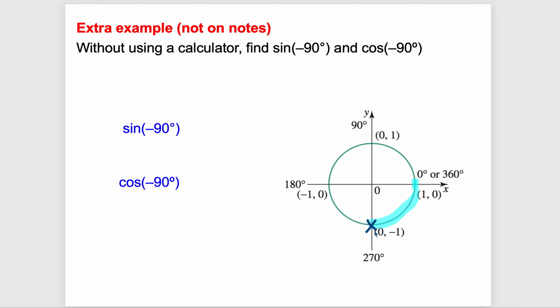And so for sine and cos, we just read the x and y coordinates again. For sine of negative 90, it's the y value, which is -1. And for cos of negative 90, it's the x value, which is 0. Right, so the negative angle just changes the direction that we move around the unit circle, but otherwise the method for working out these values stays the same.